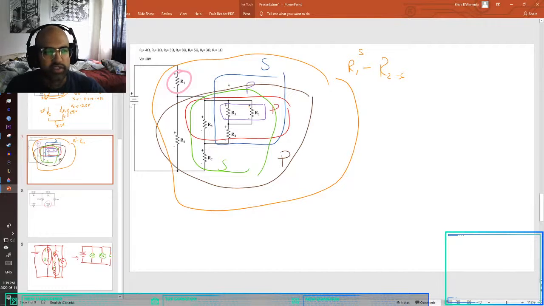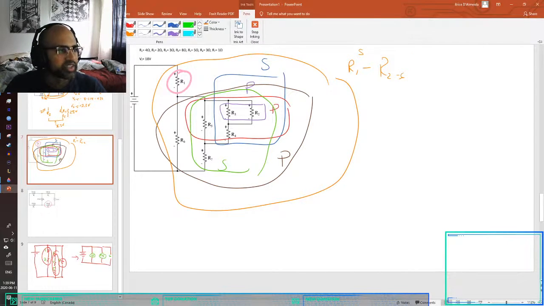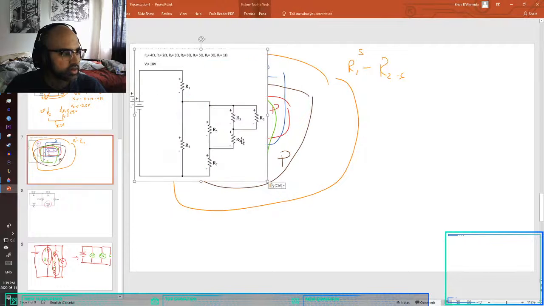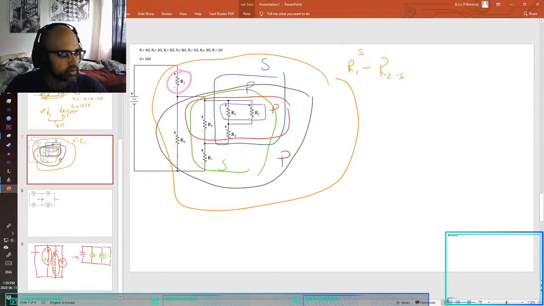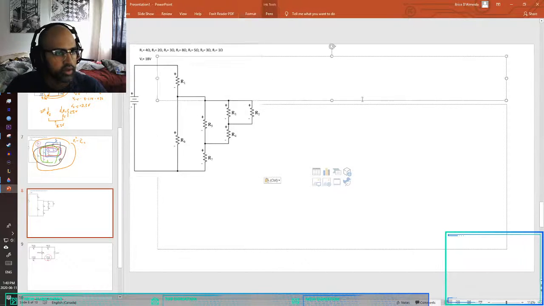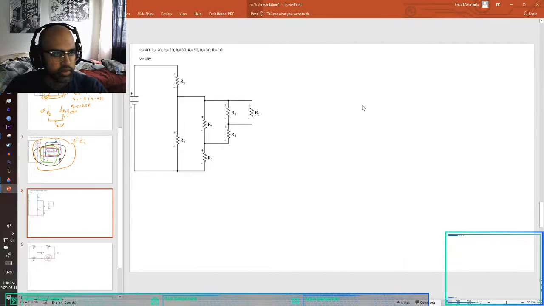If this looks really messy, okay, fine. Maybe we'll do it on a separate sheet of paper, a separate slide. Copy, paste, delete. Let's go through it step by step.